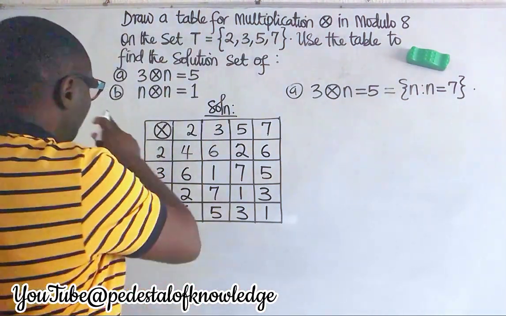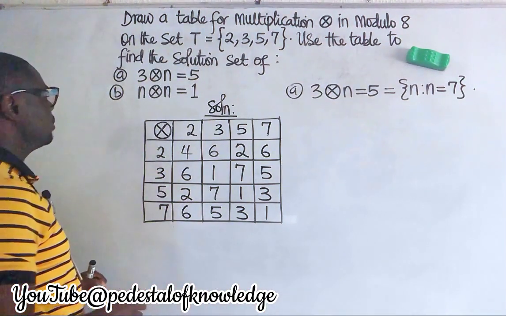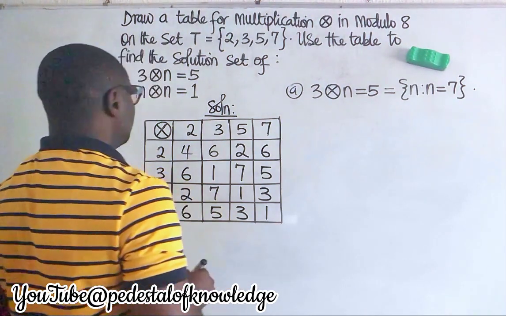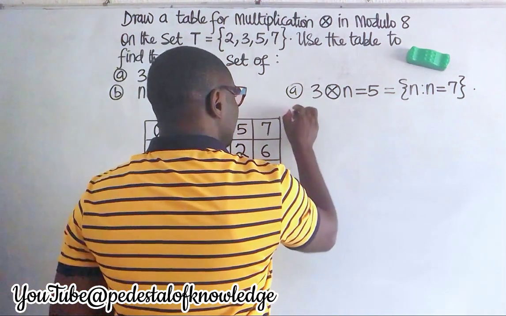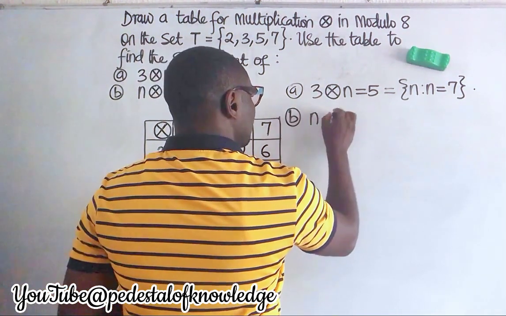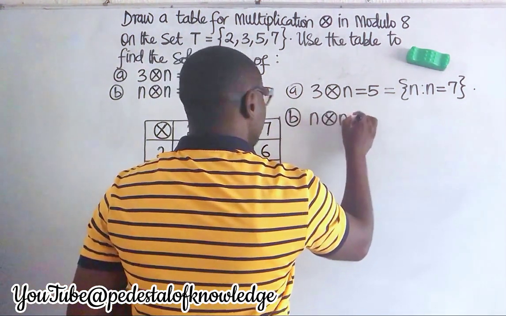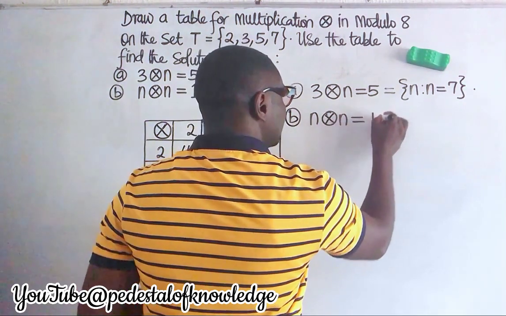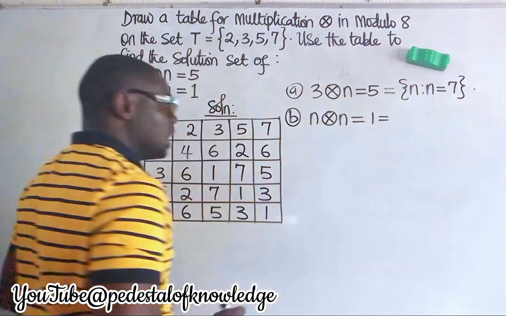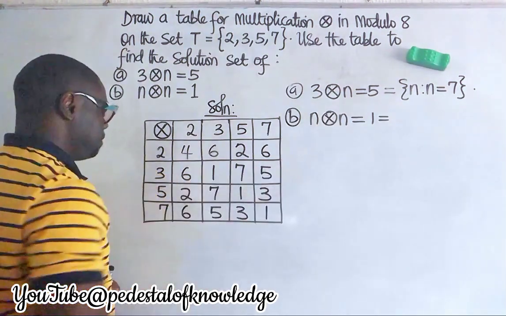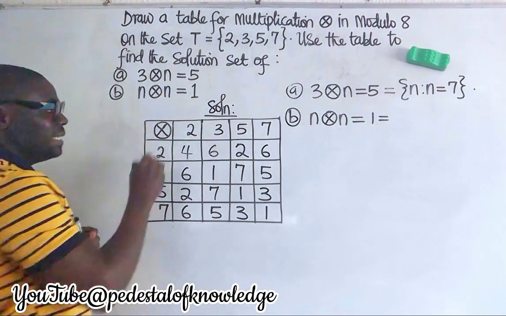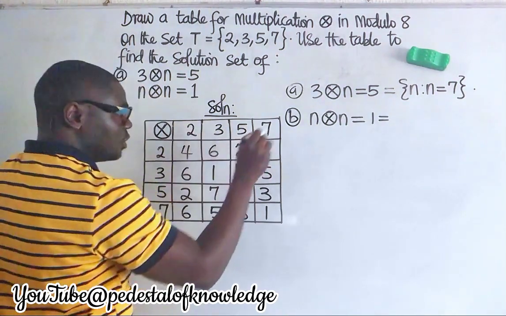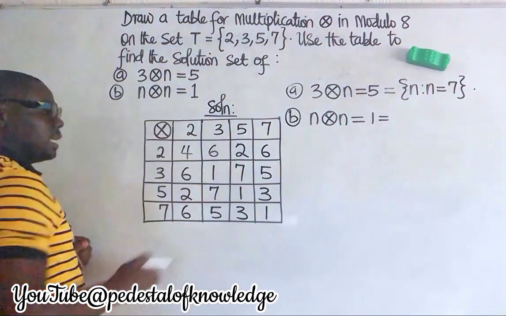Okay, now let's look at the second problem. It says find the set of residues or the solution set that satisfies n multiplied by n is equal to 1. Okay, now let us check. Now, this statement simply means a number here is multiplied by the same number here, and the result is equal to 1. What is that number?